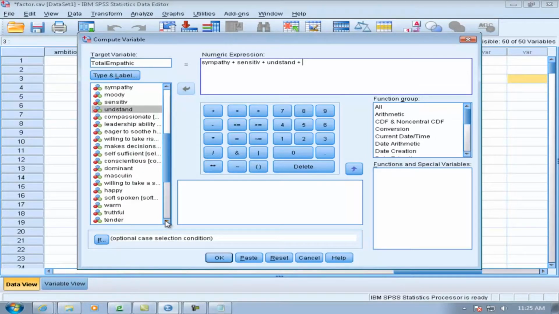Now, what other one loaded? They all had a positive loading, right? What's the next one? Oh, compassionate, you didn't get compassionate. Understanding, compassionate, and then eager to serve. That's the last one. I've got to get this plus out of here. So there are 1, 2, 3, 4, 5. Remember how many are loading on there because we've got to do that. Okay, now I'm going to click on OK here.